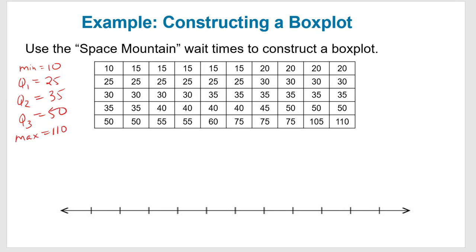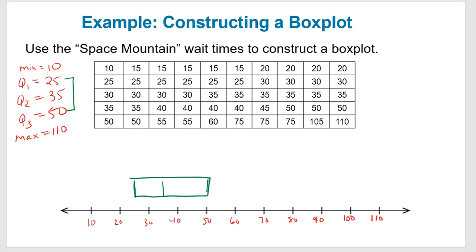Okay, so what you're going to do is you're going to label your number line. And I picked this number line on purpose because it's going to perfectly fit. So every 10 minutes, that's going to be a tick mark on here. 90, 100, 110. I picked this on purpose because I knew it would work. Okay, so what you're going to do is you're going to create a box around this data. So at 25, we're going to put a line. At 35, we're going to put a line. And at 50, we're going to put a line. And we're going to construct a box.